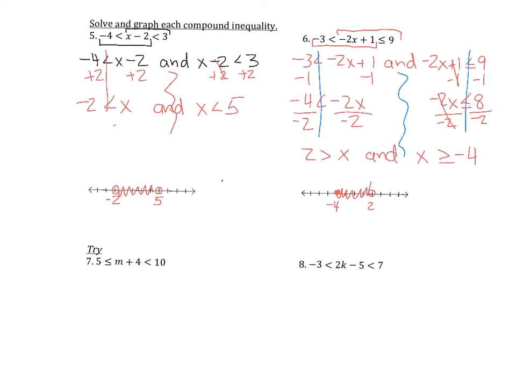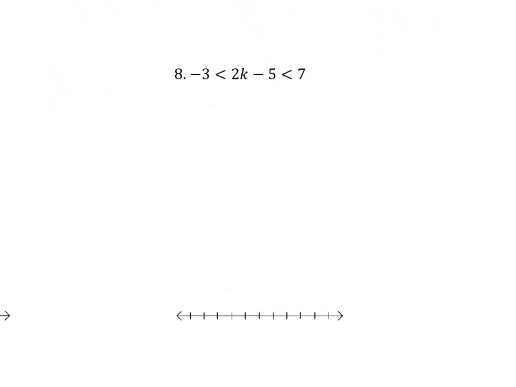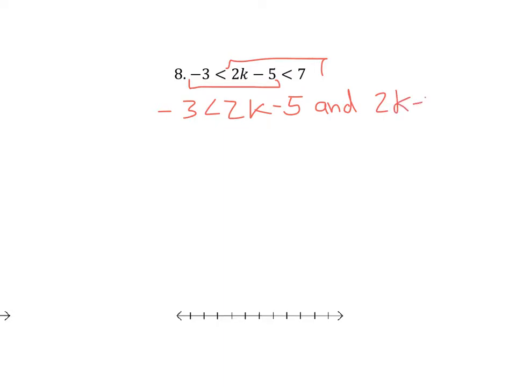All right, let's go ahead and have you guys try number 8. Okay, so pause the video, try number 8, and then you can go ahead and play when you're ready for me. All right, so I want to break it into my two inequalities, one here, one here. Remember that entire middle part goes with both. So negative 3 is less than 2k minus 5, and same 2k, not x, k, minus 5 is smaller than 7.